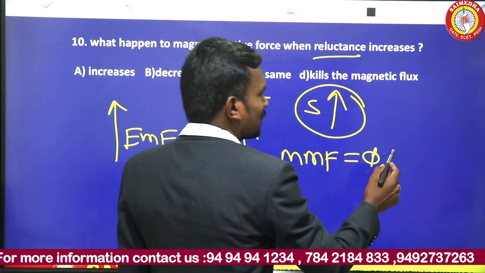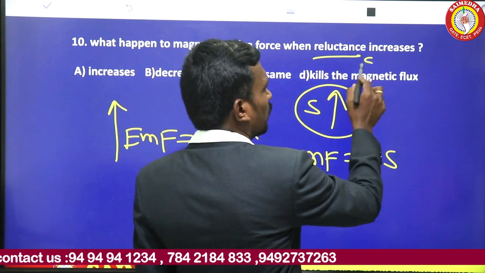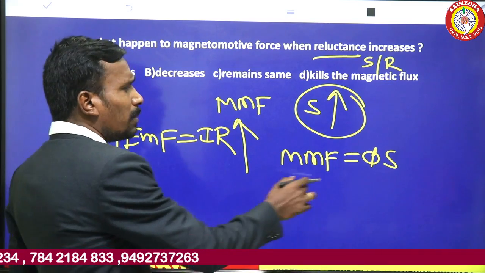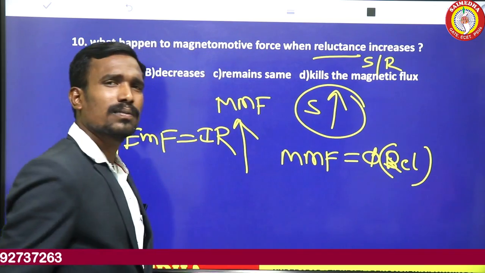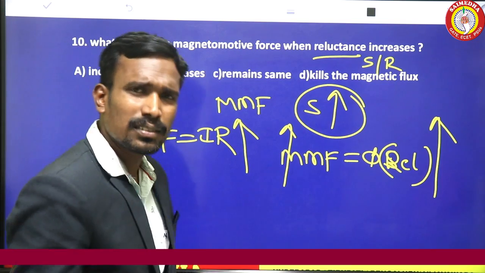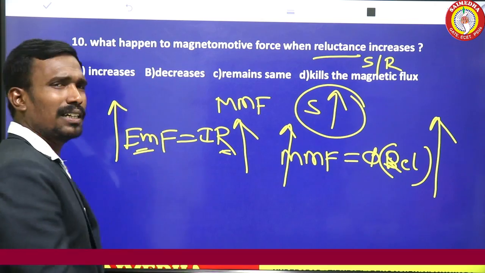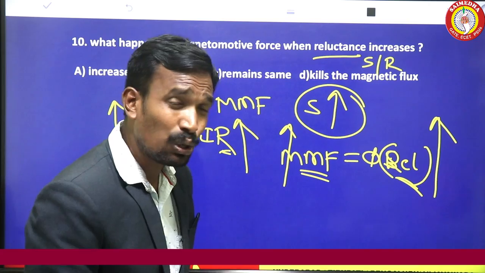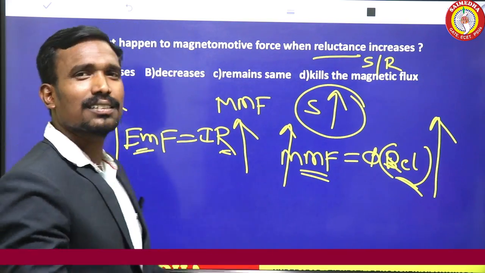Here it is reluctance, denoted by S or R, either one. I am taking S. So MMF is equal to phi into reluctance. If reluctance increases, then MMF also increases. Very simple question. If resistance increases, voltage increases. If reluctance increases, MMF increases. Don't get confused. So the correct answer is increases.